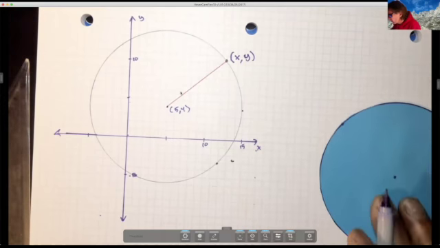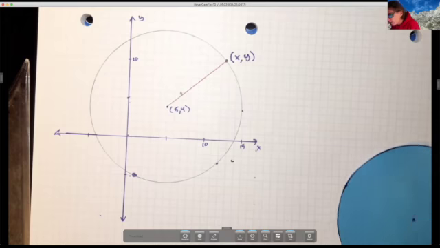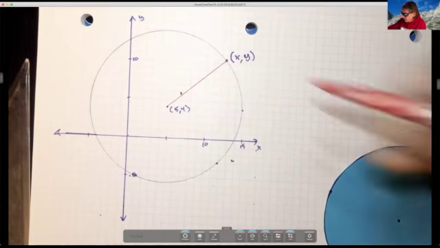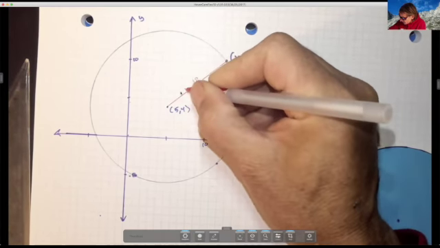Those will be variables. In order to derive the formula for a circle, we might want to remember the distance formula: take the square root of x2 minus x1 squared plus y2 minus y1 squared. Because really what we have is a distance. The distance here is 10. That's also known as the radius.